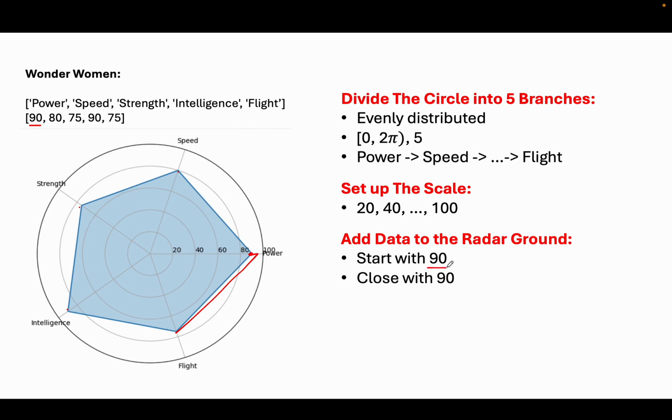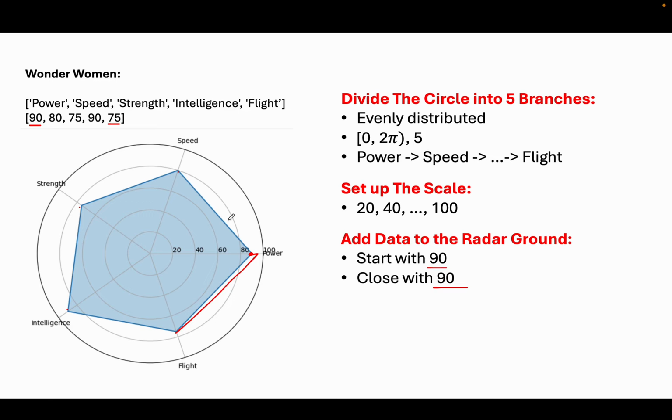So we start with 90 and close with 90. We know that originally the sequence starts with 90 and ends with 75, but when we really draw the data into the radar chart, we're gonna add another value, 90, to close the gap of this radar chart. Okay, so I hope that makes sense.